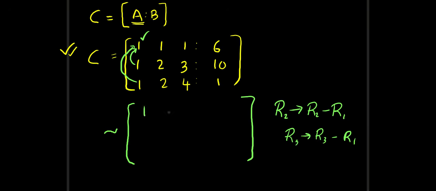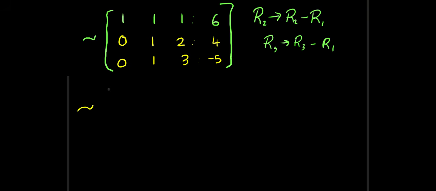So we get 1, 1, 1, and then our 6. Now look at this. The second row is going to change, and the third row is also going to change. So 1 minus 1, 0, and then 2 minus 1, then we get 2 and 4. And the last row 0, 1, 3, and minus 5. Now we go for the next operation.